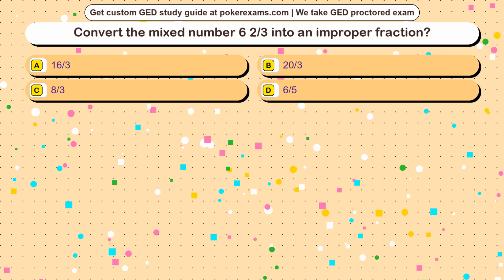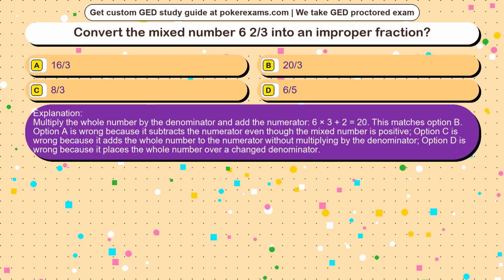The correct answer is option. Multiply the whole number by the denominator and add the numerator. 6 times 3 plus 2 equals 20. This matches option B. Option A is wrong because it subtracts the numerator even though the mixed number is positive. Option C is wrong because it adds the whole number to the numerator without multiplying by the denominator. Option D is wrong because it places the whole number over a changed denominator.